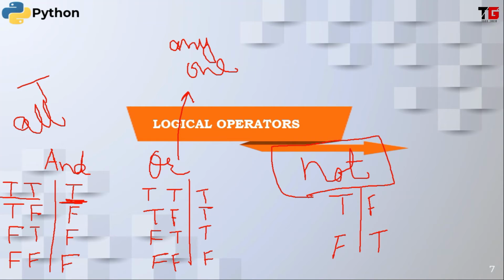So friends, you have to learn the truth table of all these three operators. It is not very difficult. If you have learned electronics, you must have learned about logic gates. It is the same. AND means if all the conditions are true, then the result is true. If any of the given conditions is true, then OR says true. Alright, now let's see its practical.